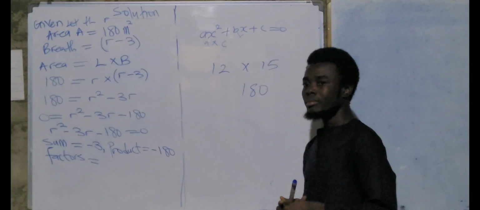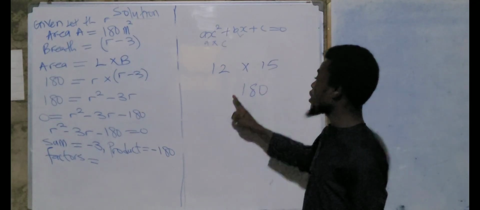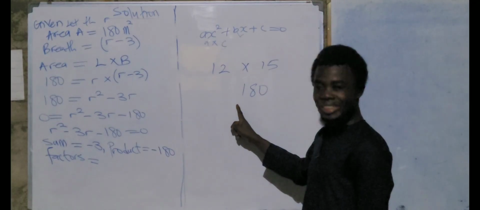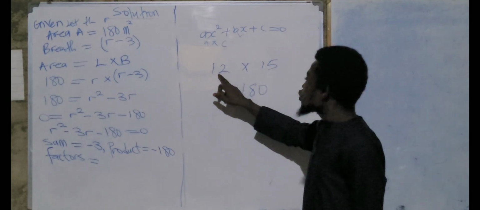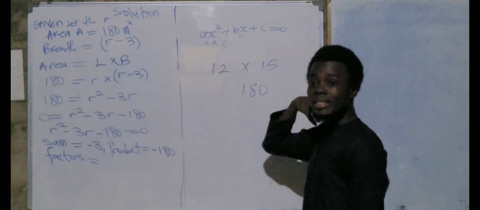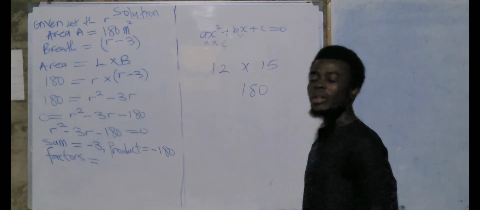Yeah, that's minus 15 times 12. Now, what does minus 15 times 12 give you? Negative 180, right? Now, 12 minus 15, what is that now? Minus 3, right?